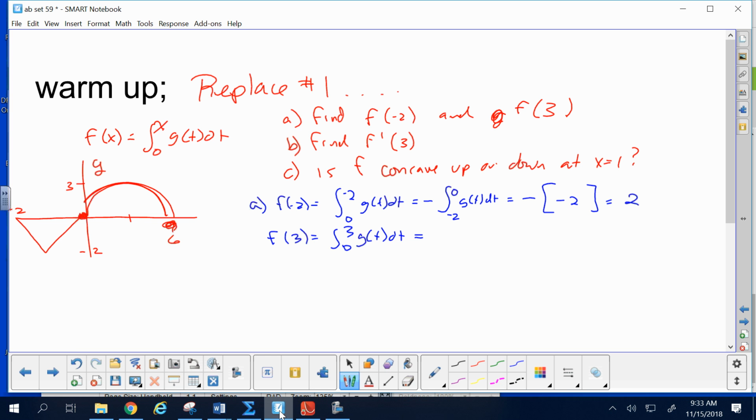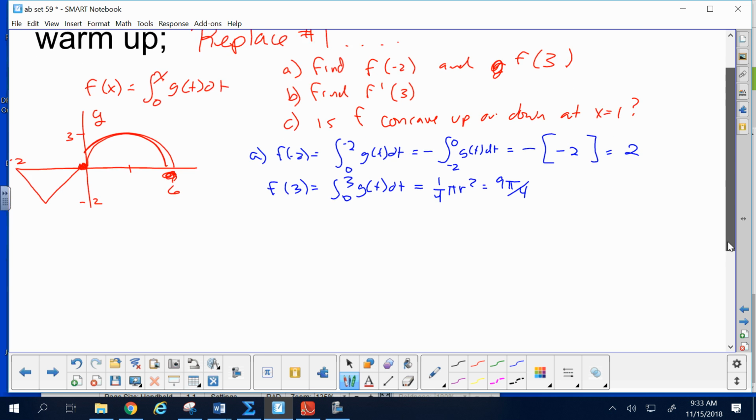This is going forward, so it's just straight up area, but only a quarter of a circle. So did you get 9 pi over 4? Any questions on it?